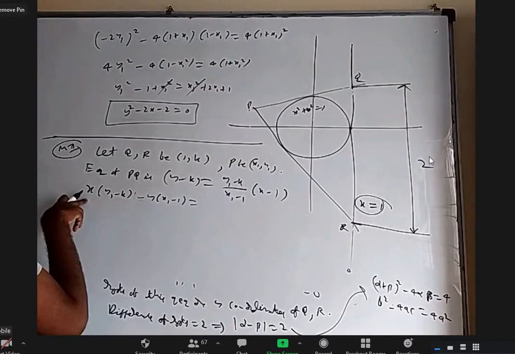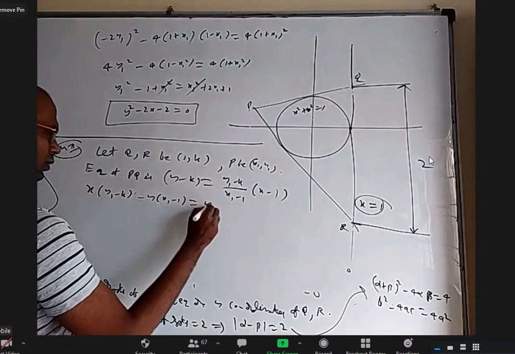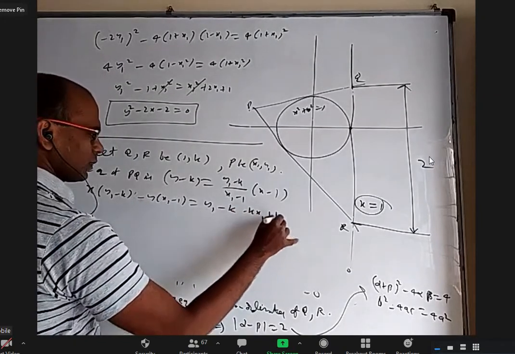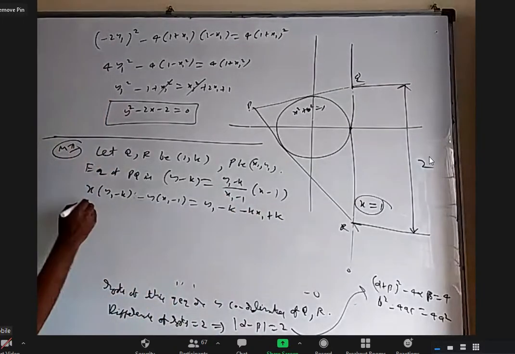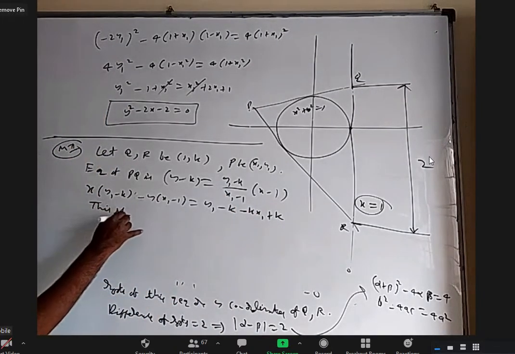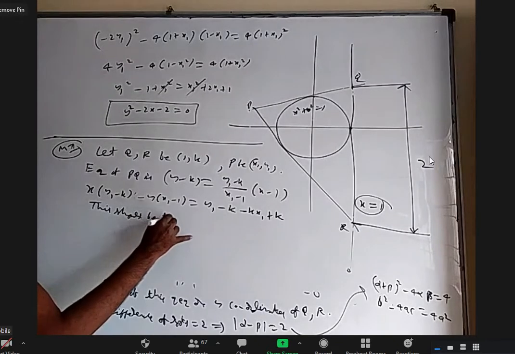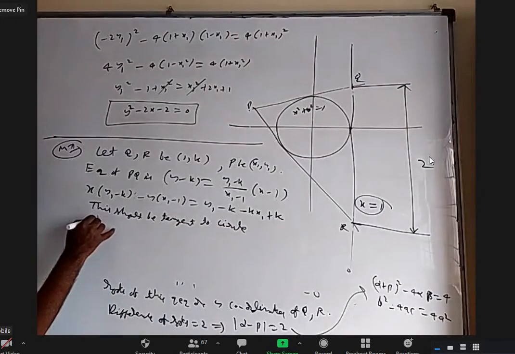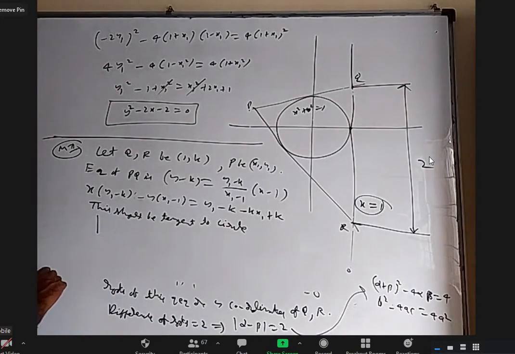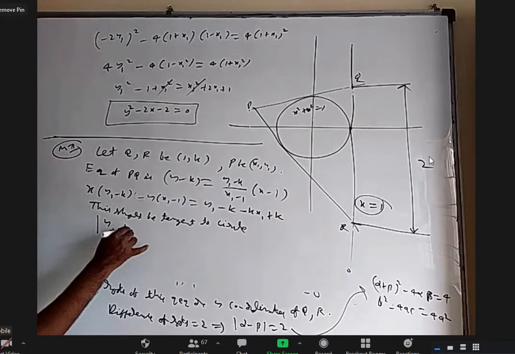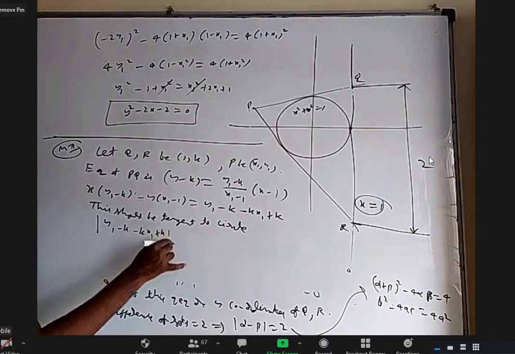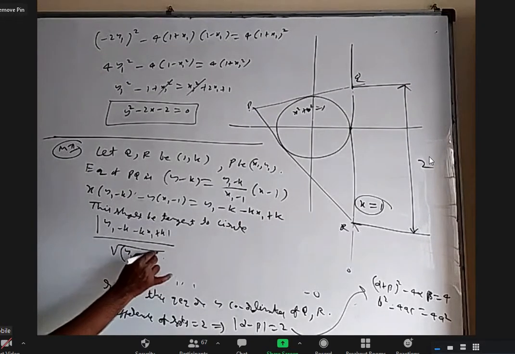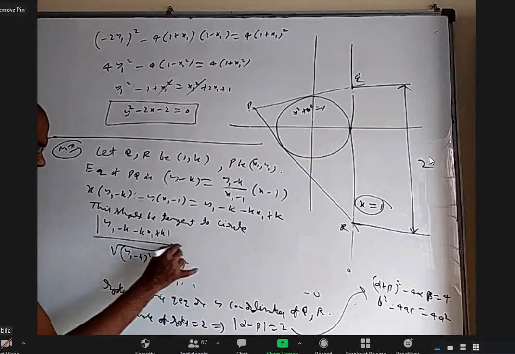If I expand, putting 1 into 2, y1 minus k, minus k x1 plus k. This should be tangent to the circle. That is, perpendicular distance from origin equals radius. Mod of y1 minus k x1 plus k by root over y1 minus k whole square plus x1 minus 1 whole square equal to 1.